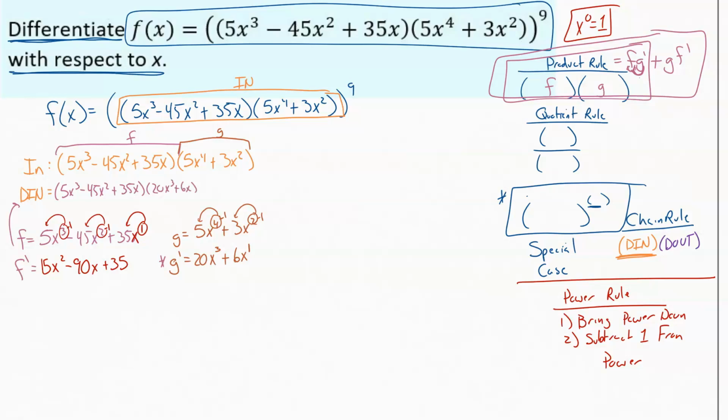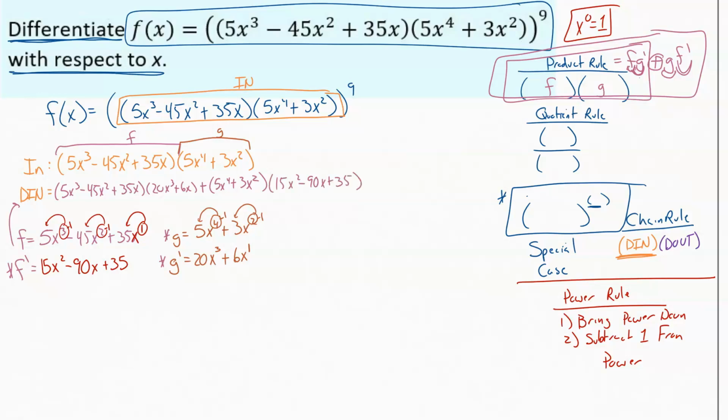And then plus, because that's what the rule says, go grab the g piece. So we go grab our g piece. So that will be 5x to the fourth plus 3x squared. Multiply that by f prime. So that chunk right there. And we get 15x squared minus 90x plus 35.